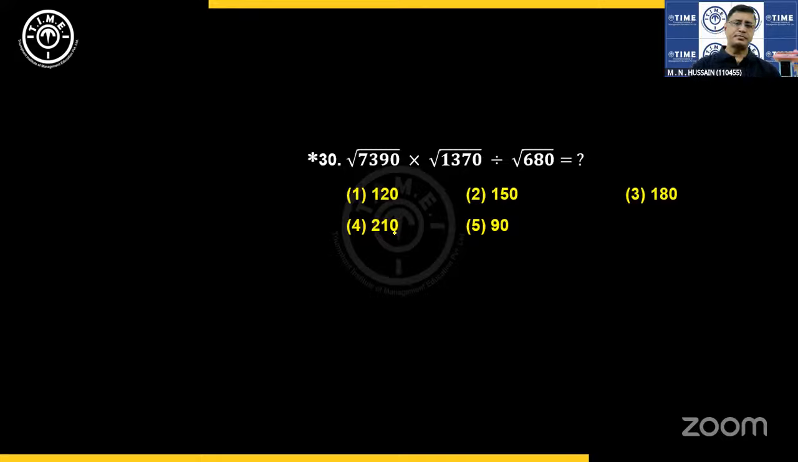Next, square root of 7390 into 1370 divided by 680 is equal to question mark. Let's simplify this. I will wait for a few seconds.